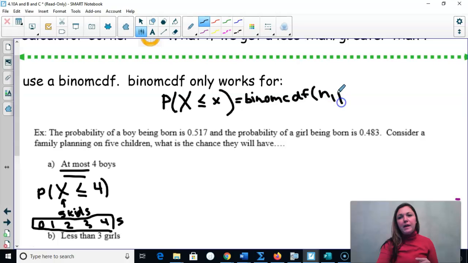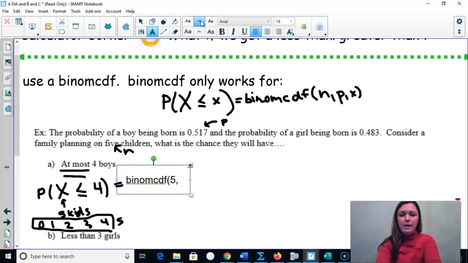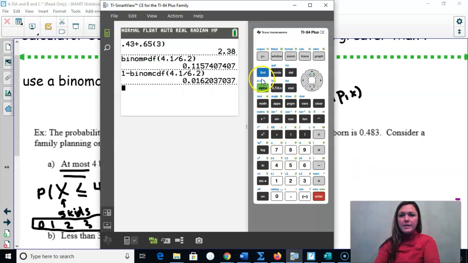N, P, X. Okay? Our N, what is our N? That's our fixed number of trials. They're going to have 5 children. Our P, what is the probability of having a boy? 0.517. How many times do we want this? 4. So I'm going to type that out, it goes a little faster. That's binomial CDF 5, 0.517, 4. Let's go to our calculator right now and figure that out.